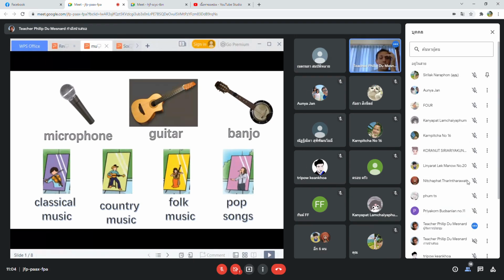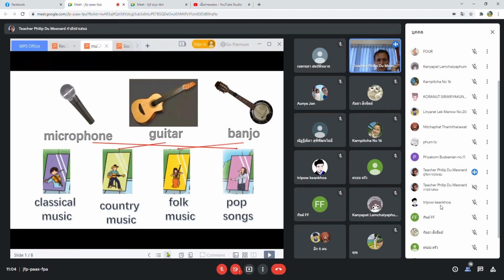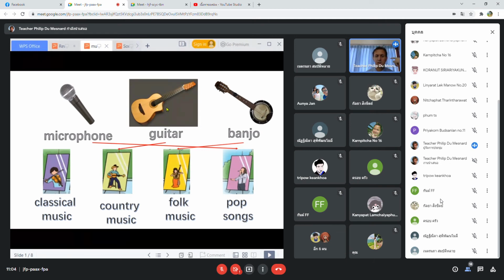Class, so I think when we talk about sound, it's always good to know. When you're making sound, you can use a musical instrument to make sound. And here are just some examples of musical instruments. Okay, so this is also the kind of music that you can play. So microphone is one that you use to sing. Guitar can be different types of music, but it can also be rock music. Banjo, I think they have this in America.